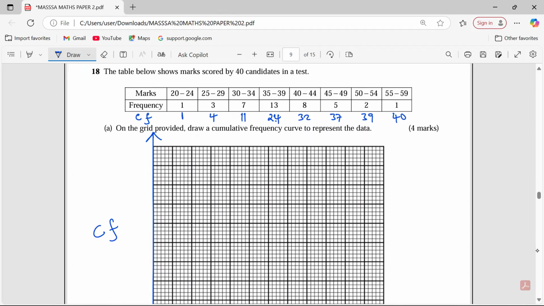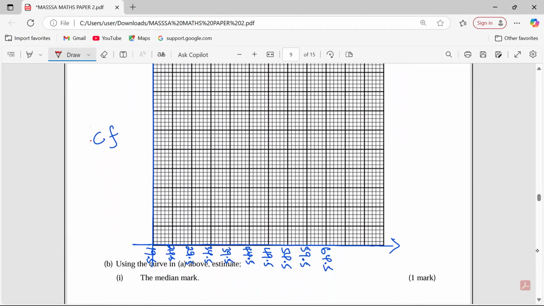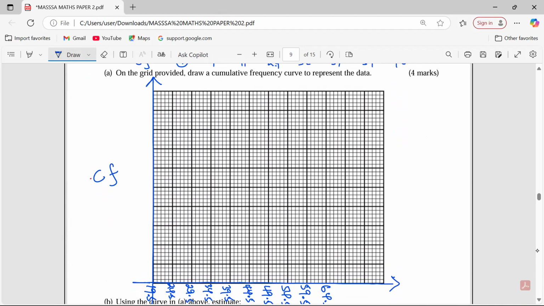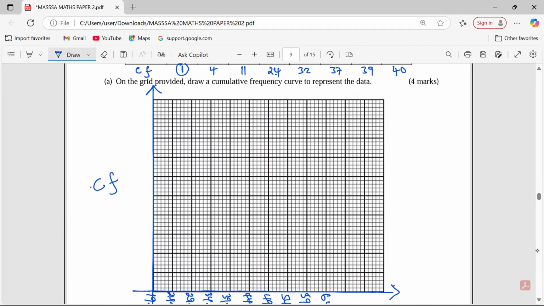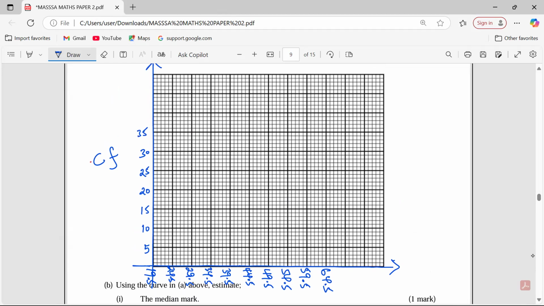We need cumulative frequencies against upper boundaries. So we will have 1 plotted against 24.5. We've not even plotted the axis here. Remember, we are running from 1 to 40, so we can use intervals of 5: 5, 10, 15, 20, 25, 30, 35, 40, 45, such a scale.